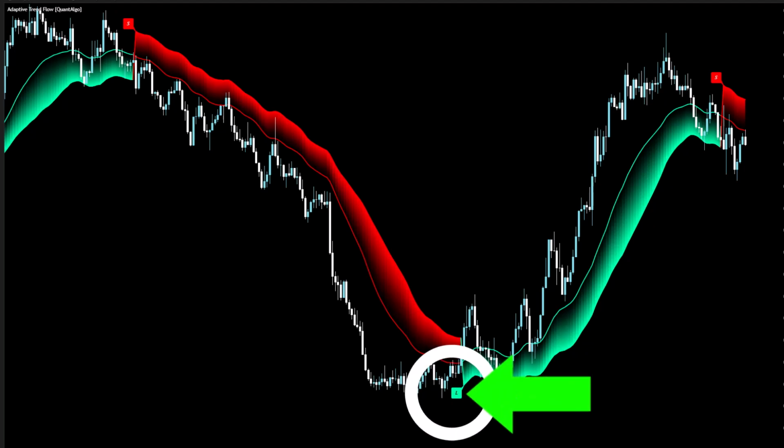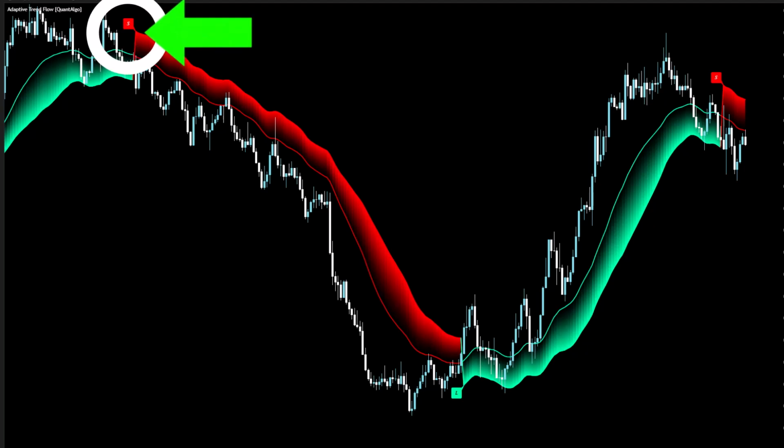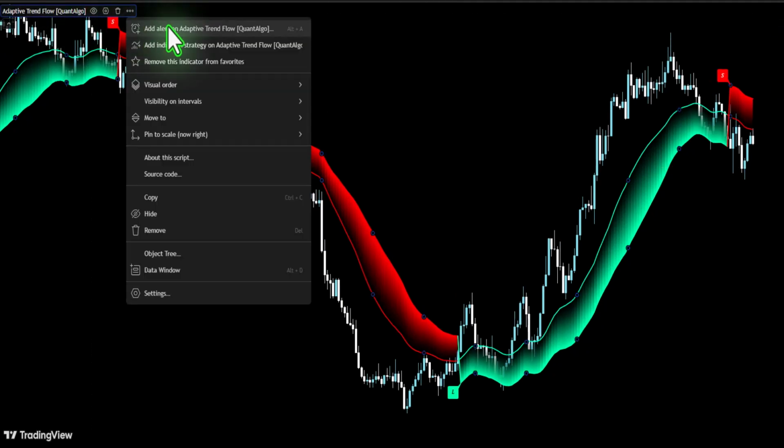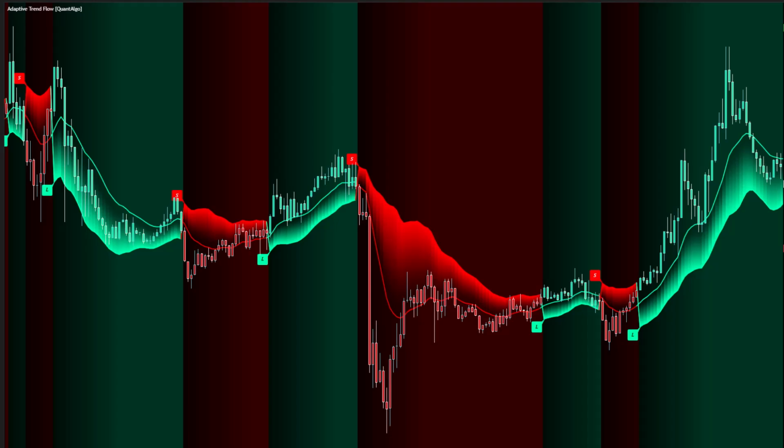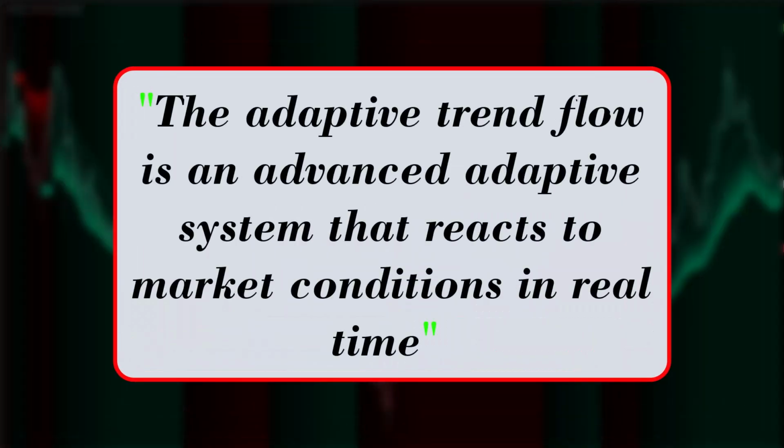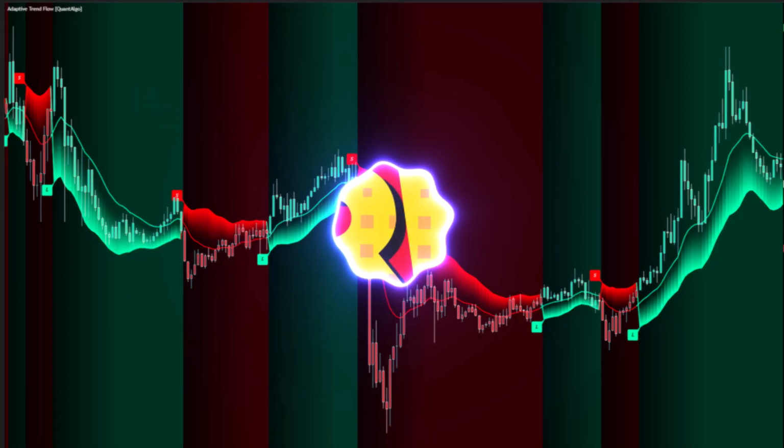L, which stands for a long position, appears when price action confirms a bullish reversal. S, which stands for a short position, appears when the price action confirms a bearish reversal. Users can also set alerts for trend changes so they never miss an opportunity. So, the Adaptive Trend Flow is more than just a moving average. It's an advanced adaptive system that reacts to market conditions in real time, and the best part is it's free.